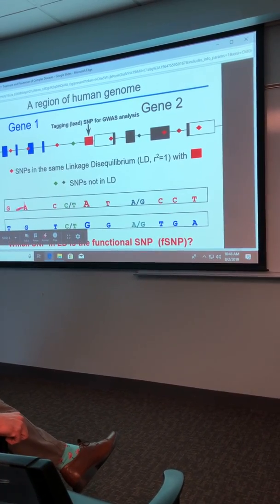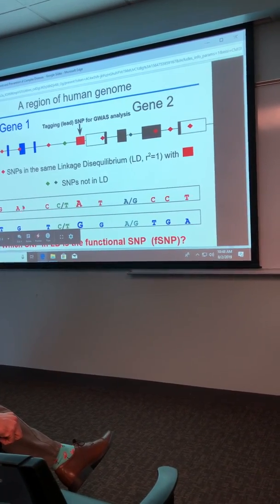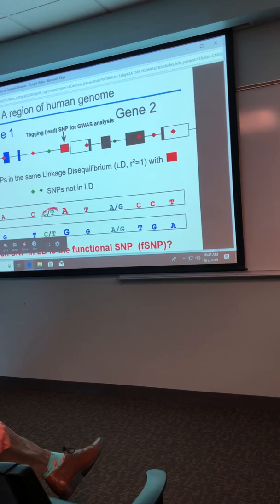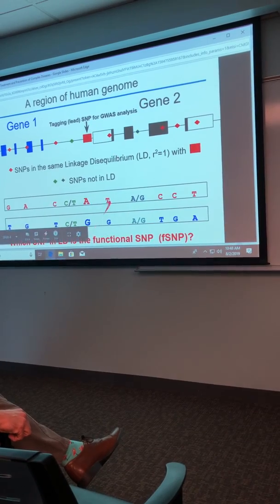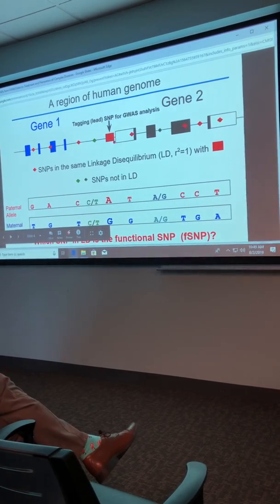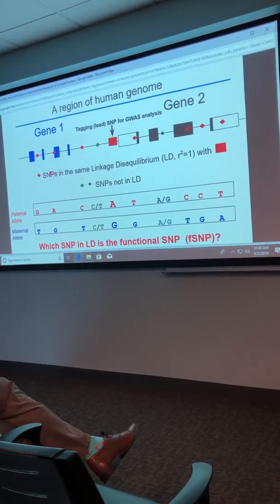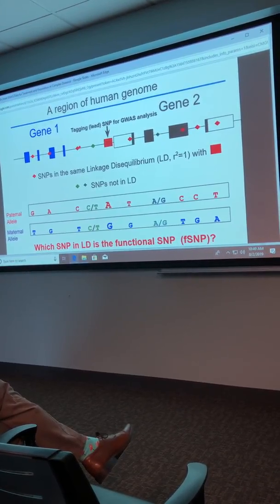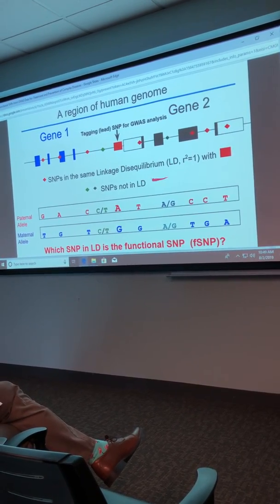SNPs, as the name implies, can have multiple different bases. It's an A or a G here, a C or a T. This one we don't know what it is, it could be a C or a T, so that's why it's not in linkage disequilibrium with the lead SNP. So we have to identify which SNP is actually the functional SNP. If the lead SNP is associated with the disease, we don't necessarily know if it's the functional SNP. We have to identify the functional SNP that's actually associated with disease, and the other ones may not be, so we conduct experiments to do that.